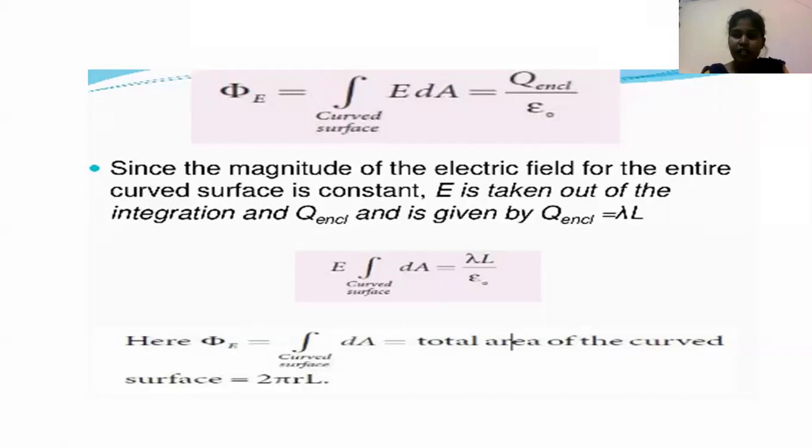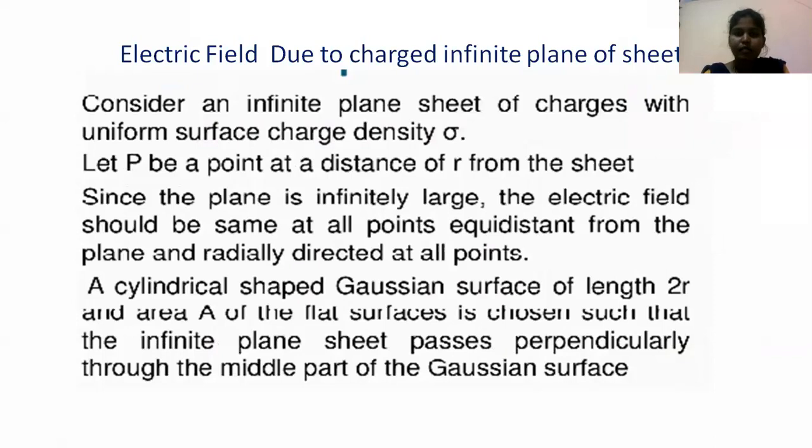So we have done the first application. Let's go to the next one. Now we are considering a plane sheet of charge, and we will calculate the electric field due to it. Consider an infinite plane sheet of charge with uniform surface charge density sigma. Since it's a plane, there exists a surface charge density sigma, where sigma is equal to Q by A. Let P be a point at a distance R from the sheet.